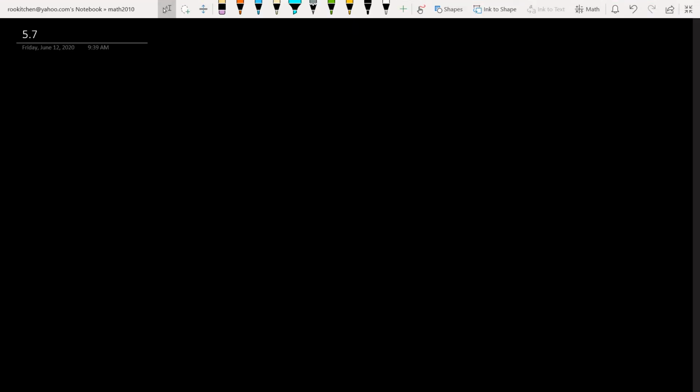Okay, welcome back. This is 5.7, and this is one of my favorite sections, really. It's on recurrence, solving recurrence relations by iteration.